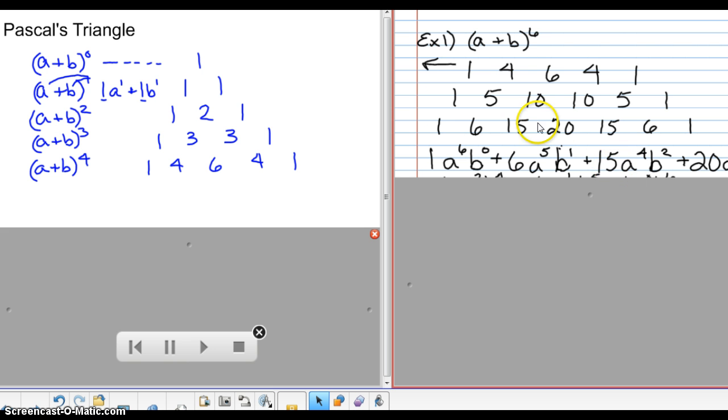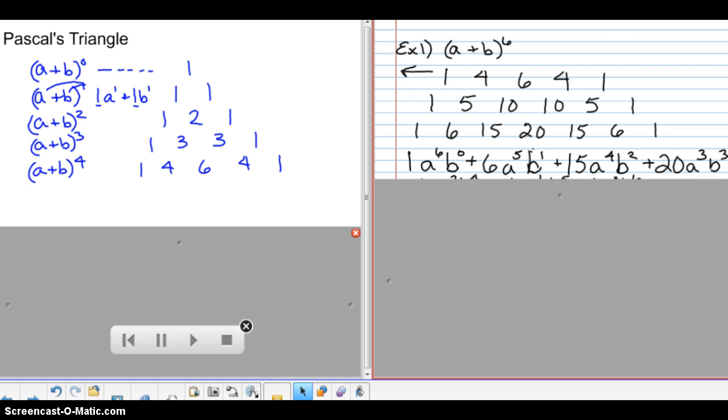Then I use 15, A to the next power down, B to the next power up, 20, A with 1 up, B with 1 up. Next, I go to the next line because I've run out of room, plus 15, A to the 2nd, which is 1 down from 3, B to the 4th, which is 1 up from 3. 6, A to the 1st, which is 1 down from 2, and B to the 5th, which is 1 up from 4. And then a 1, A to the 0, B to the 6th.